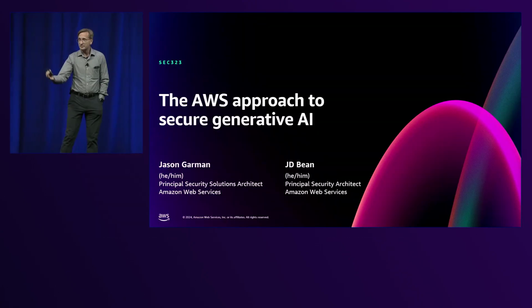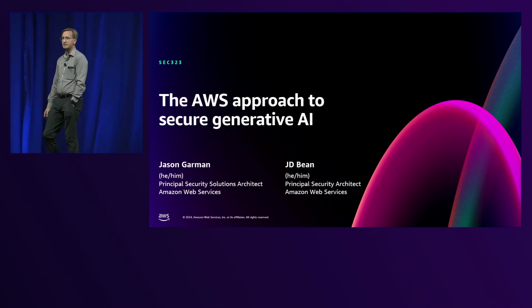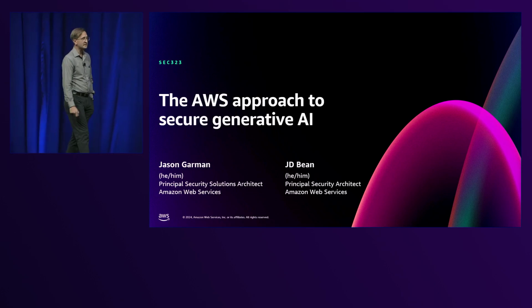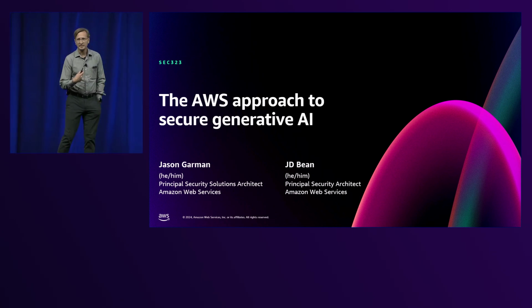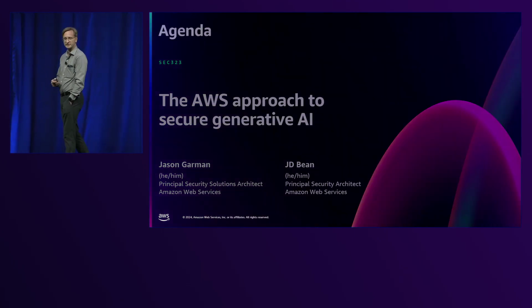So my name is Jason Garman. I'm a Principal Security Specialist Solutions Architect here at AWS. I've been here for about 2.5 years, and I'm excited to share with you some information about how we feel about generative AI and generative AI security, and how we can help you secure generative AI applications.